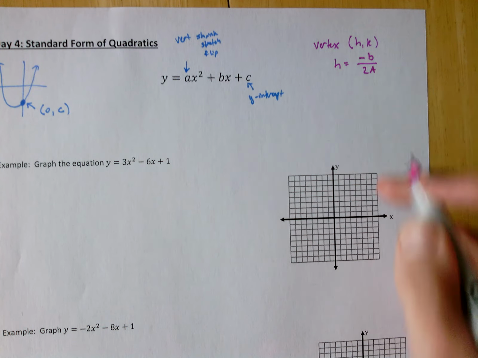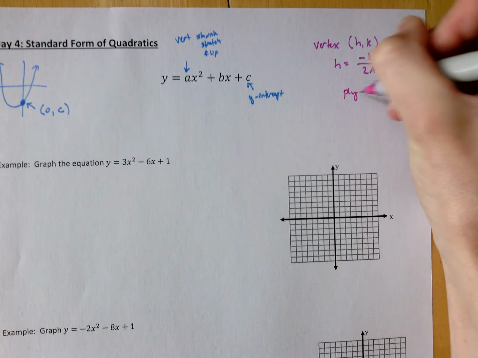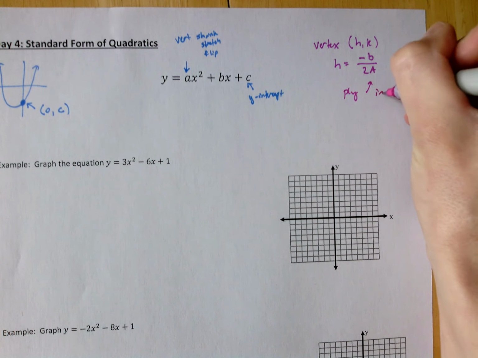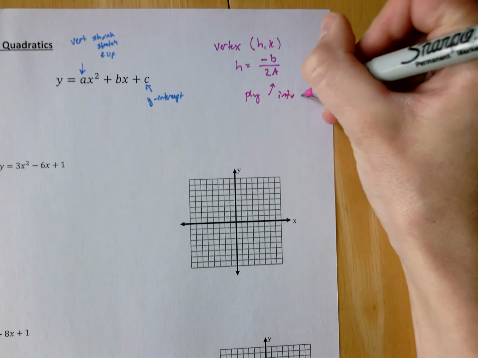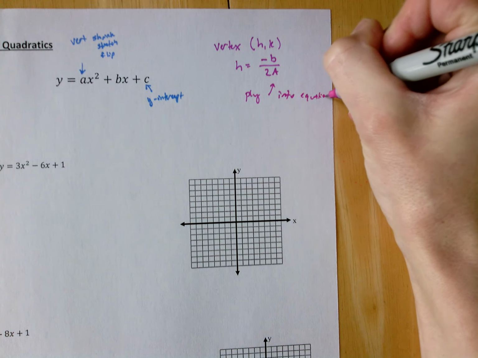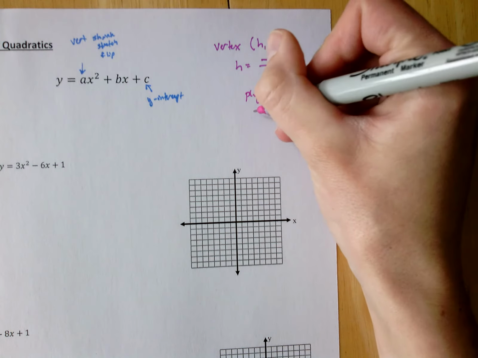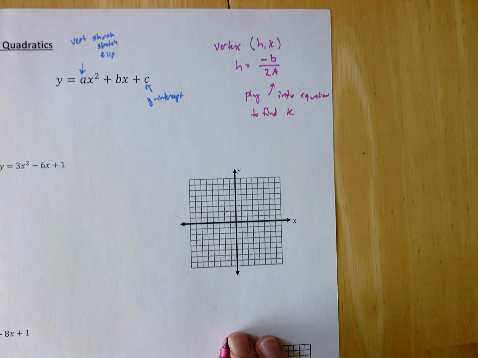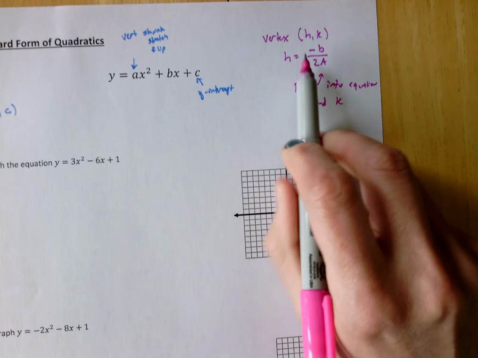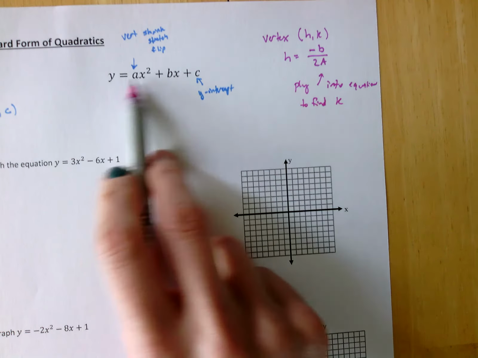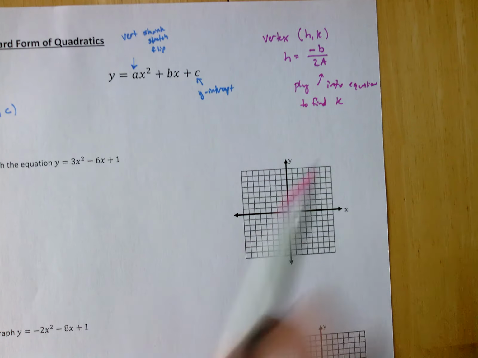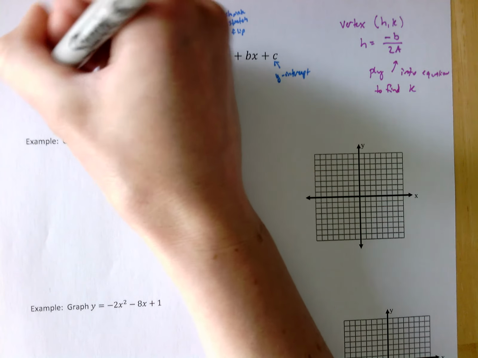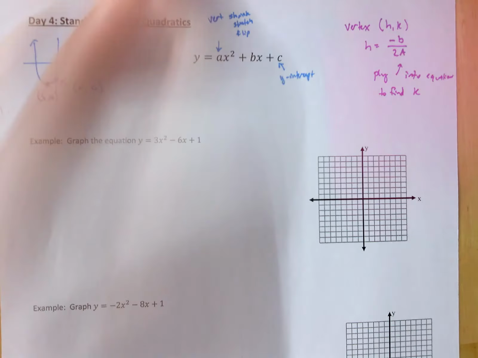Once you know what h is, you are then going to plug whatever that value is into the equation to find your k value. So you figure out what x is, and then plug that into your equation for x to figure out what your y value is. So this point down here, my vertex, that's still h, k.